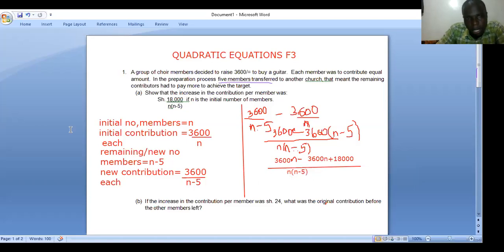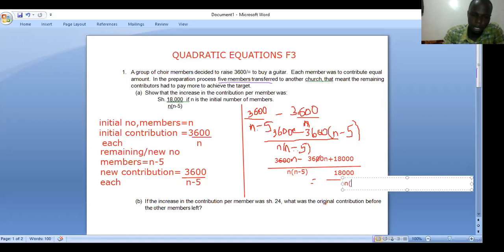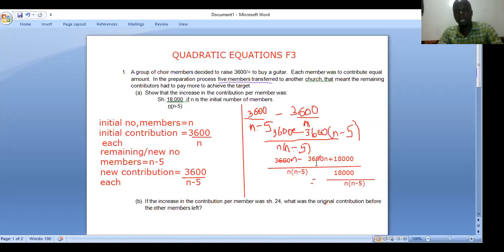So this one here, this and this, if you subtract, you get zero. So up there we just remain with 18,000, and down we have n into n minus 5. So that is what they asked us to show. That is the solution to that question.